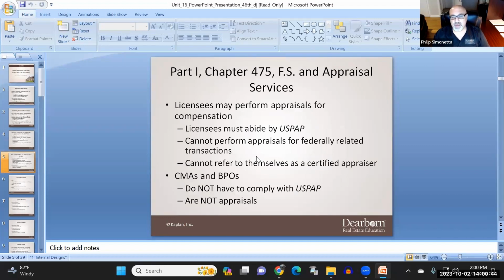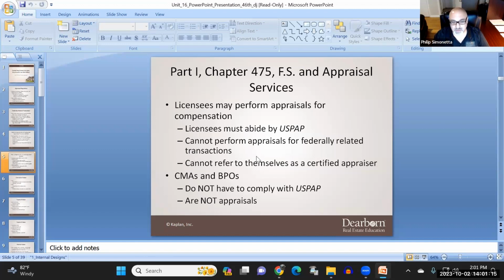So if you remember in the Florida statutes, Part 1, Chapter 475, Florida Statutes, and appraisal services, right? Part 2 actually is all appraisals, but Part 1 in this section has to do with appraisal services. A licensee may perform appraisals for compensation. So a broker can perform appraisals. However, it can't be for one of these organizations that require state certification.